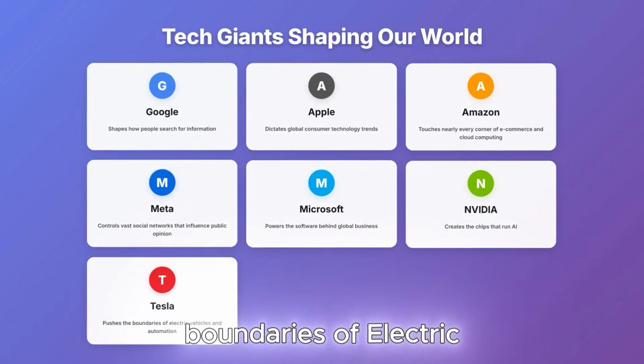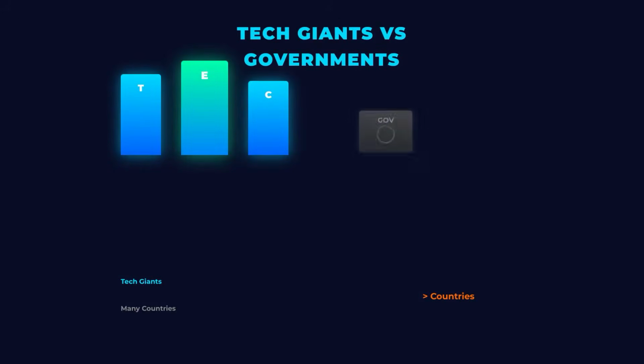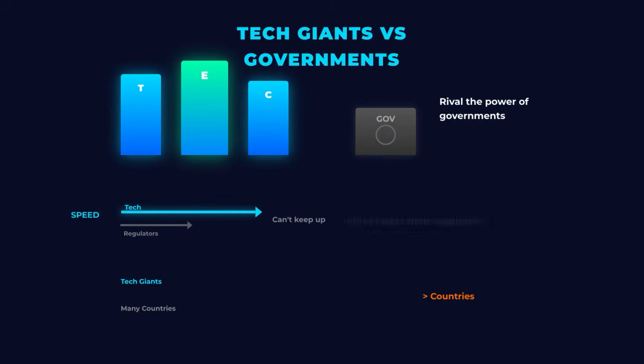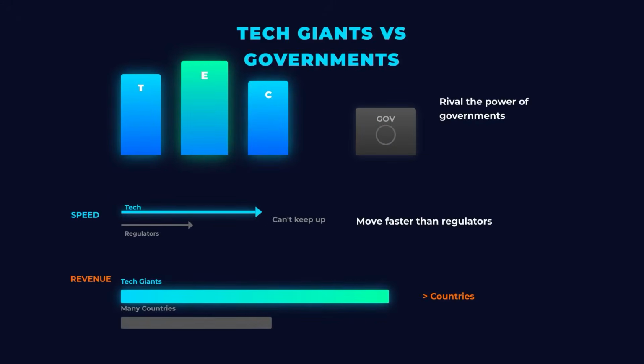Tesla pushes the boundaries of electric vehicles and automation. These companies rival the power of governments. They move faster than regulators can keep up. Their platforms shape truth itself, determining what information billions of people see. They generate more revenue than many countries.